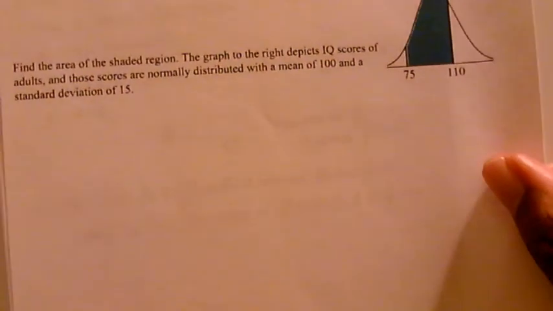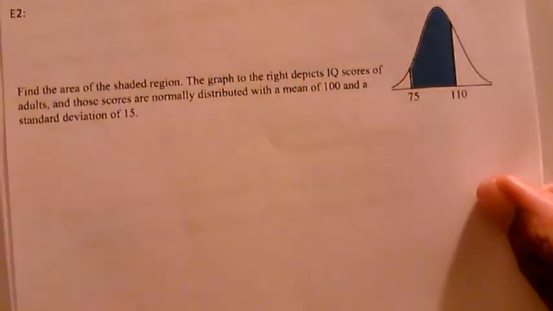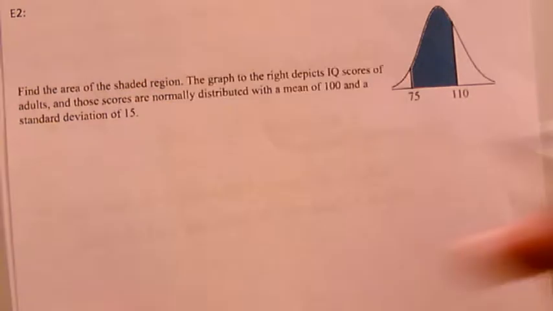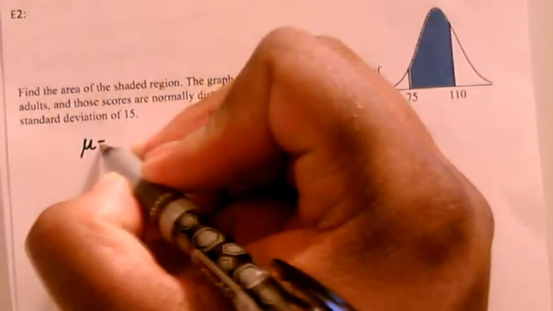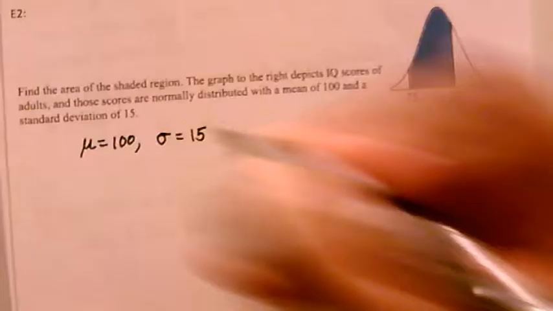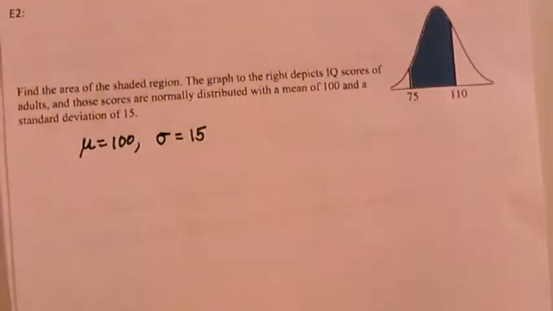Okay, next example looks like this. Now we got two IQ scores, and here we want to find the area of the shaded region. The graph to the right depicts IQ scores of adults, and those scores are normally distributed with a mean of 100 and a standard deviation of 15. So here we know what the mean is. That's 100. The standard deviation, sigma, that's 15.